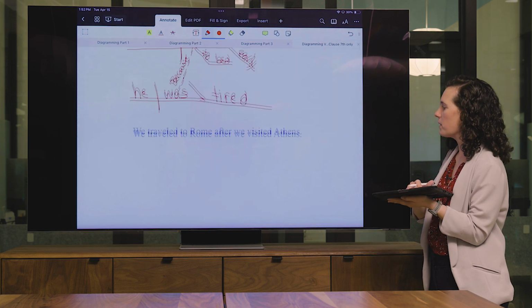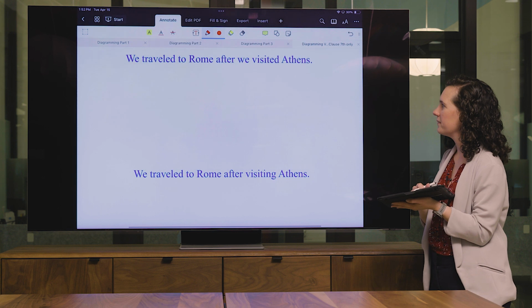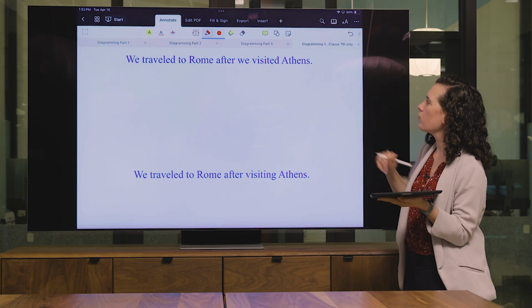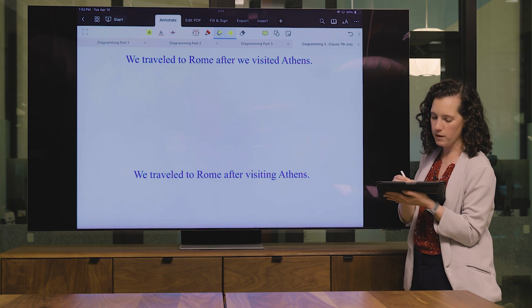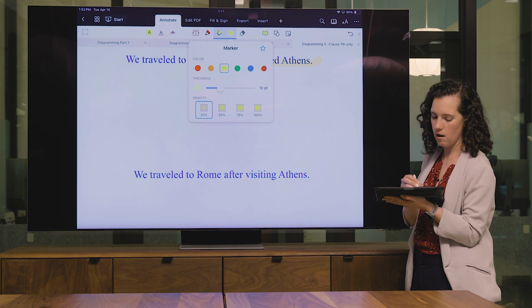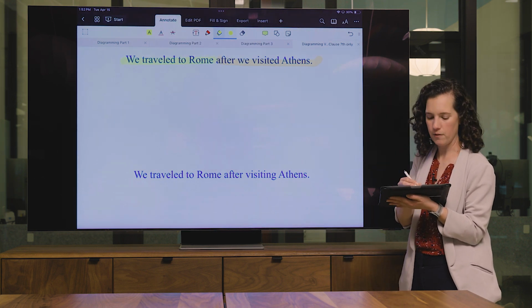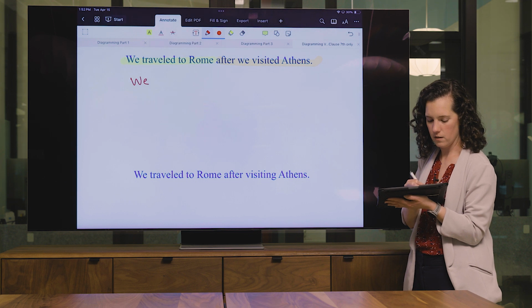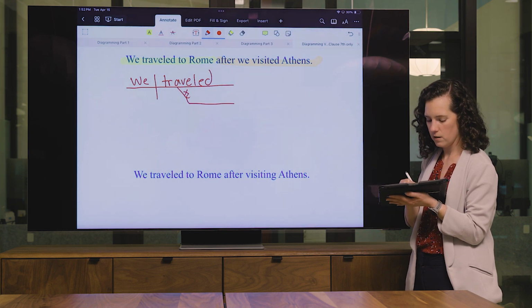Let's look at one more sentence. We're going to compare it to a different one. We traveled to Rome after we visited Athens. After we visited Athens is our dependent clause. Our independent clause is we traveled to Rome. So we start with the first half. We traveled. To Rome is a prepositional phrase telling us where we traveled.